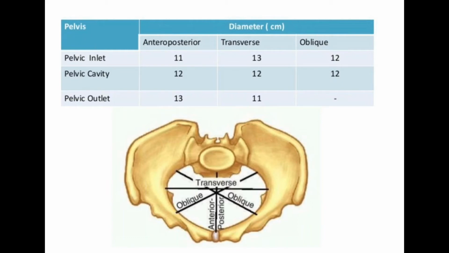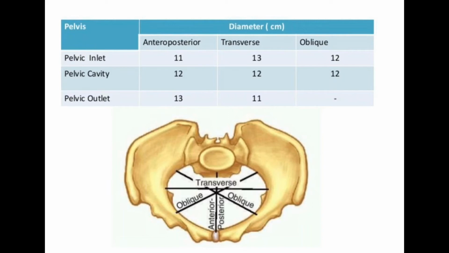So if the head enters the inlet from a specific diameter, it has to rotate inside and come out of the outlet from the opposite direction. The head tends to enter the pelvis through the biggest diameter and come out of the pelvis through the biggest diameter, because that is easier. So it should enter the pelvic inlet through the transverse diameter and come out from the outlet through the anteroposterior diameter. I will show you soon with the doll and the pelvis.